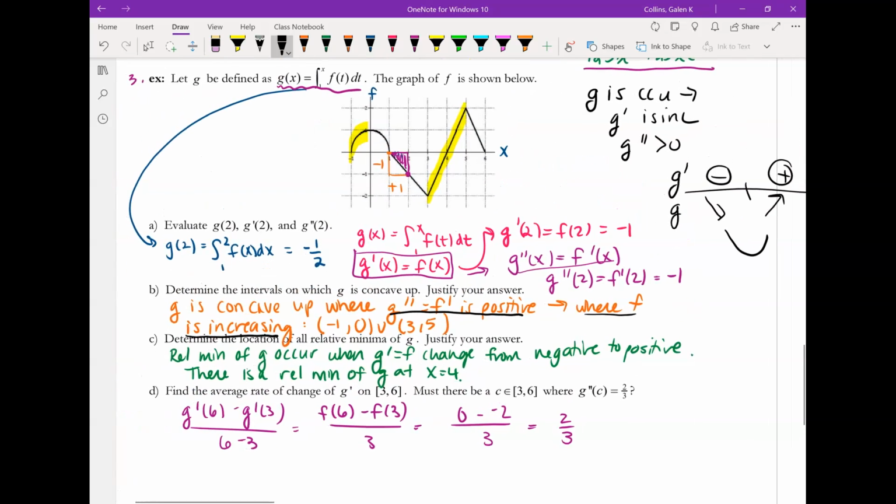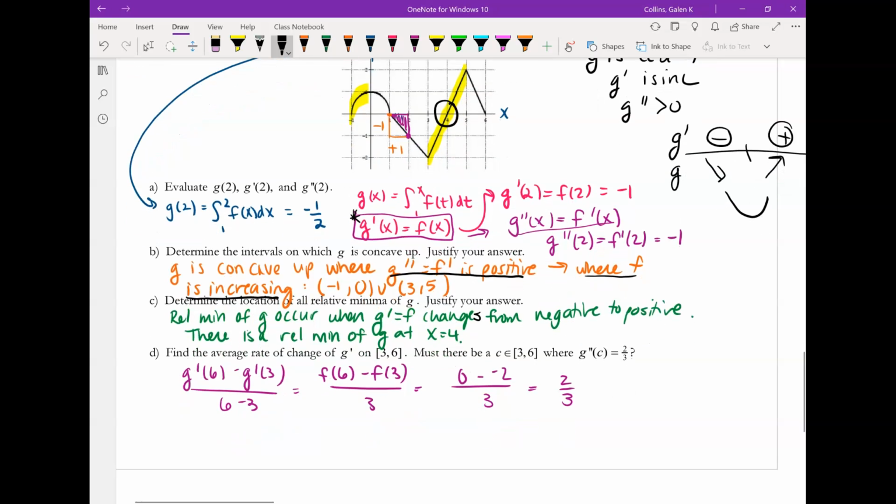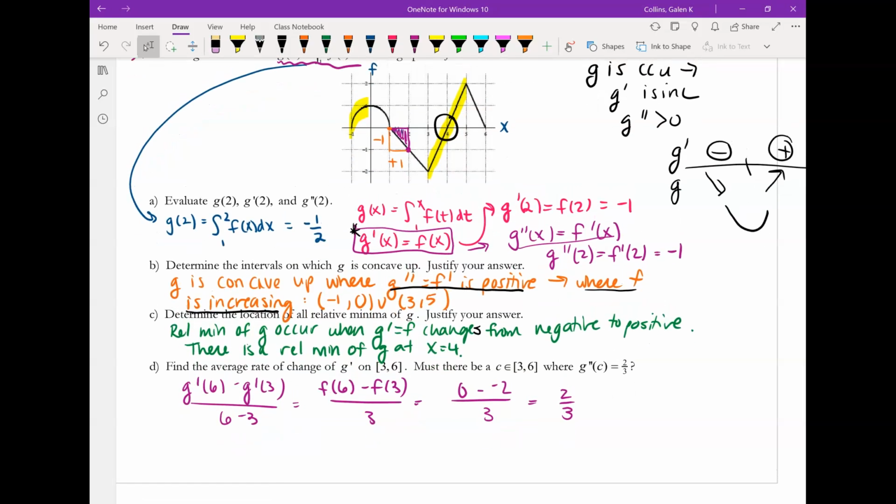So I'm looking for where g prime changes from negative to positive. And again, my graph is of f, but we established in part A that g prime and f are the same thing. So if I want to know where g prime changes from negative to positive, I'm really looking for where f changes from negative to positive. And that only happens once at 4. So there is a relative minimum of g at x equals 4, because that's where g prime, or f, changes from negative to positive.